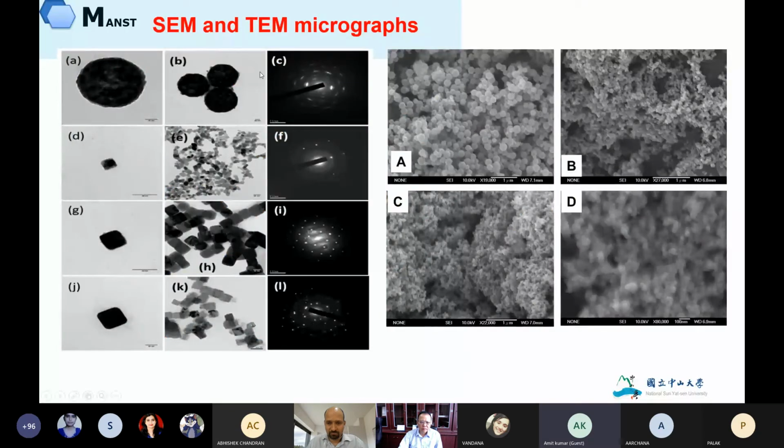As you can see here from the TEM images, the first one is a nanosphere with a size of about 80 to 85 nanometers. And the other 3, samples D, G, and J, are nanocubes ranging in size from about 40 to 45 nanometers. On the right-hand side, you can see the screen printed carbon electrodes that have been modified with the first sample, the second, third, and the fourth.